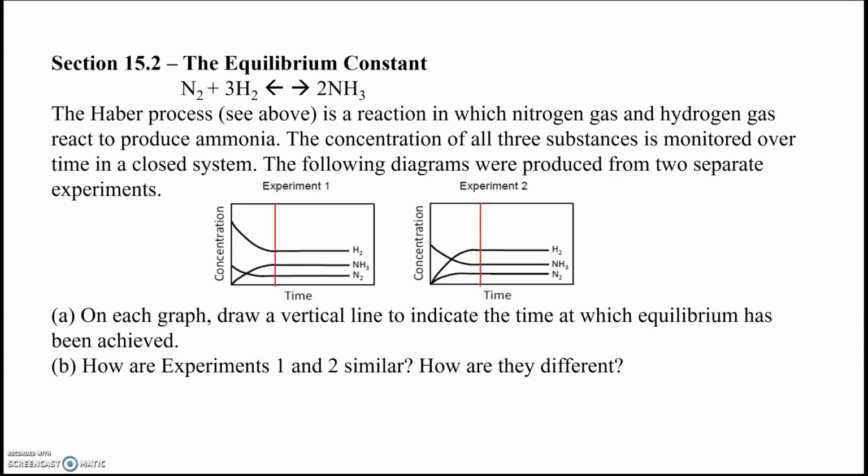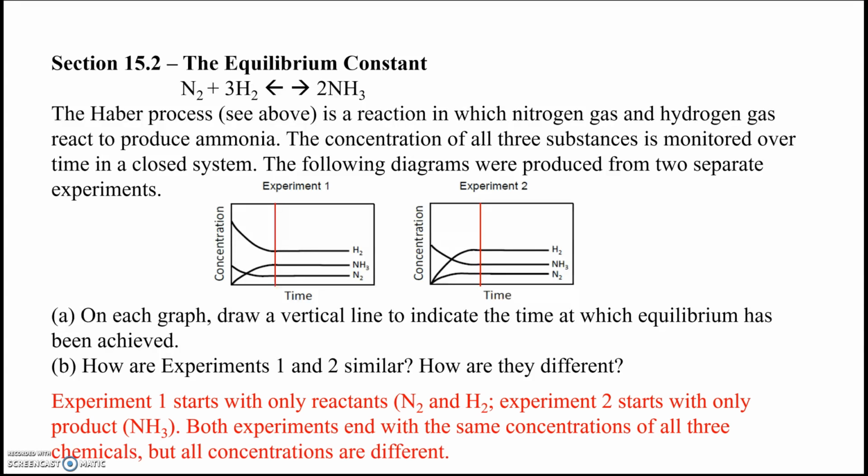How are they different? Well, here's our two vertical lines to indicate the time at which equilibrium has been achieved. The concentrations of all the reactants and the products is no longer changing with respect to time, and we see that the red line is about that time where that's occurred. And then how are these experiments similar and different? Experiment 1 starts with only reactants, N2 and H2. Experiment 2 starts with only product. Both experiments end with the same concentrations of all three chemicals, but all the concentrations are different.